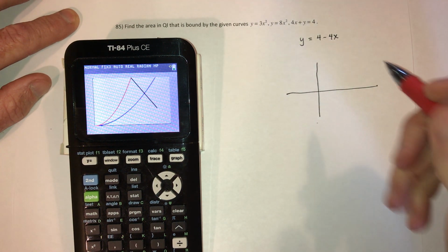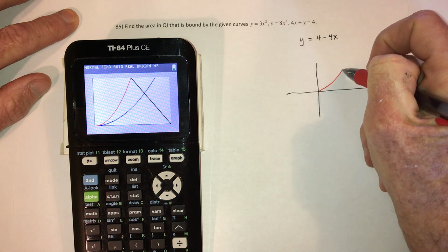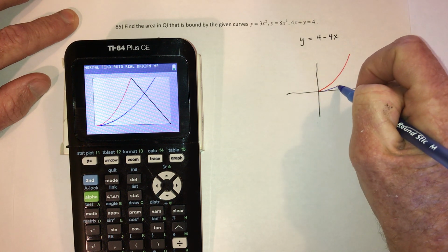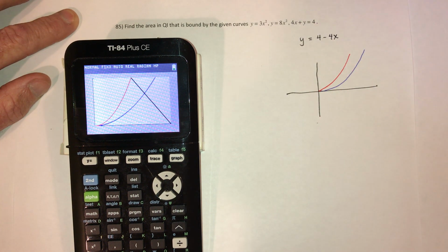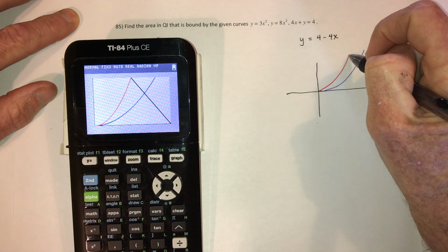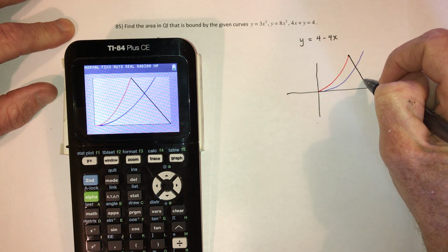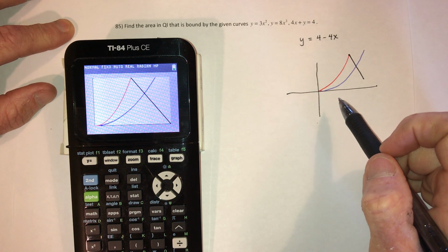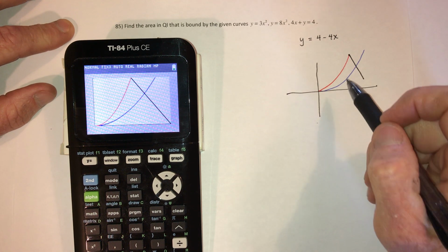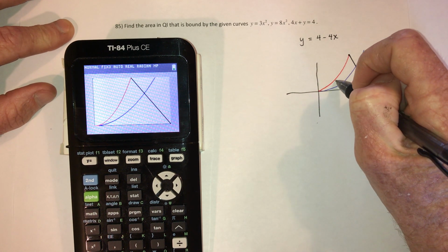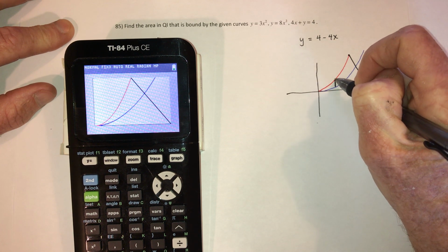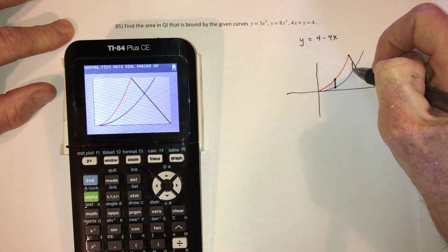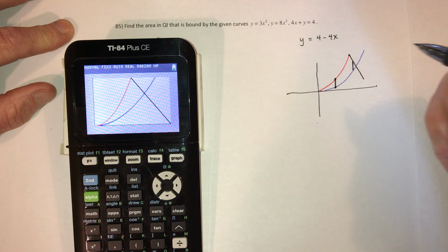So we have the red parabola, we have the blue parabola, and then we have the black line. And this area in here is what we're supposed to find. Well, what we're going to need to do is two integrals. Because in this area, it's going from the red parabola to the blue parabola. And then in this area, it's going from the black line to the blue parabola.